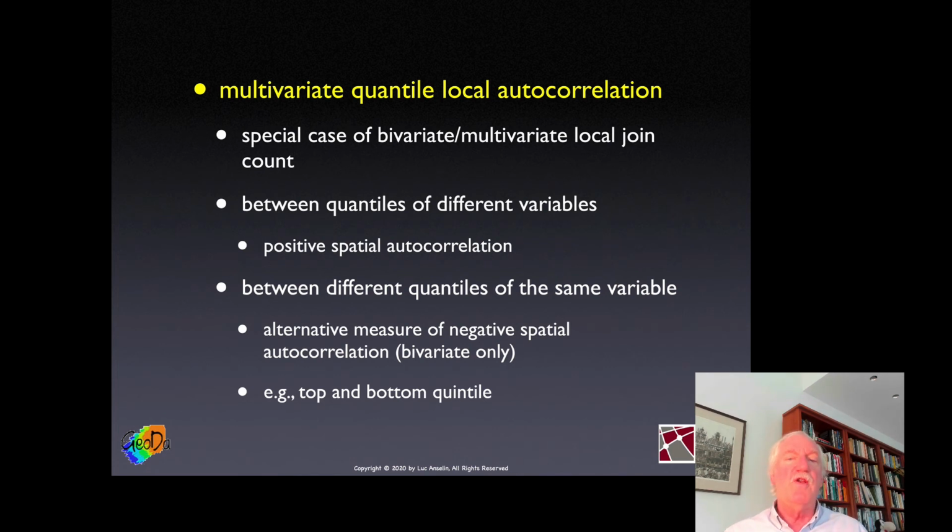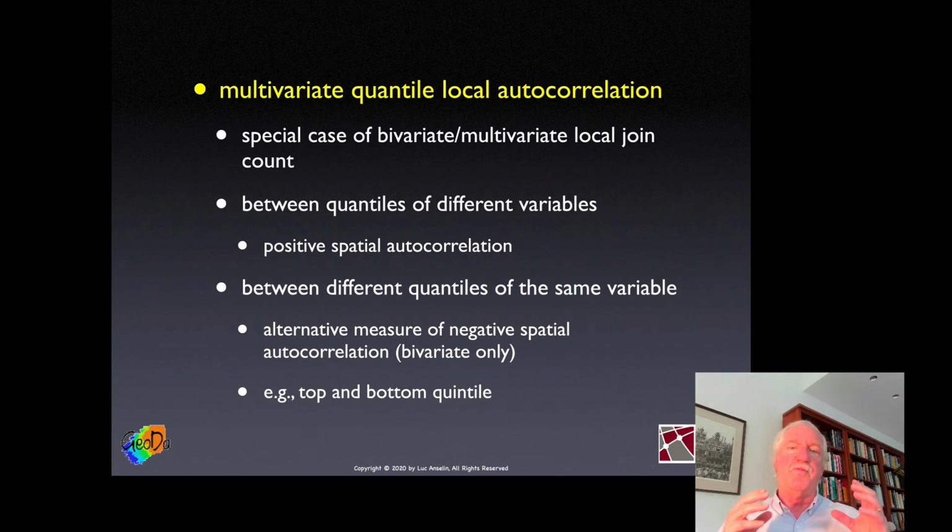But then we can also apply it between quantiles of the same variable, let's say the top and the bottom. To what extent are the top values surrounded by bottom values, or the bottom values surrounded by top values? This is an extreme notion of a spatial outlier, where we only focus again on the extremes in the distribution and forget about the middle part. So this would be an alternative way to look at negative spatial autocorrelation.